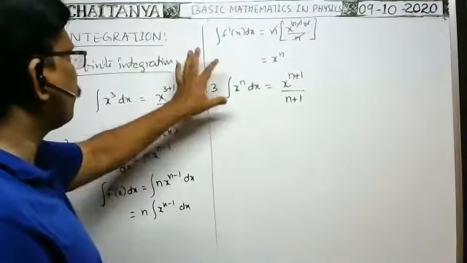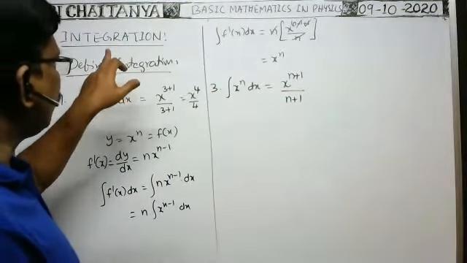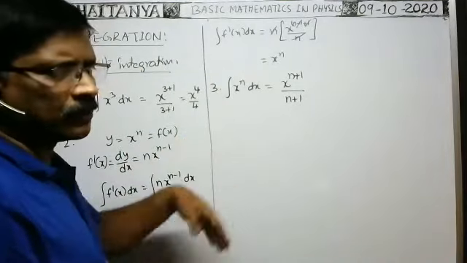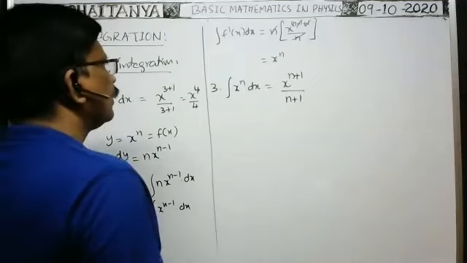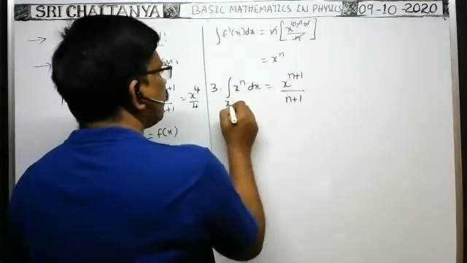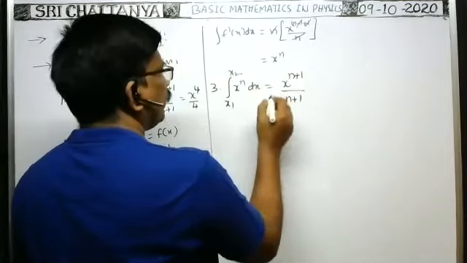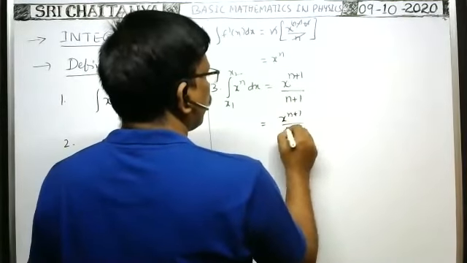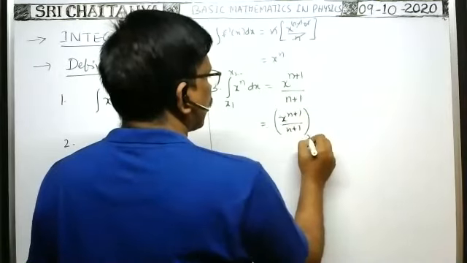Actually, limits are also there because we are discussing definite integration. That's why limits are there. So every time we need not substitute, we need not mention the limits. Suppose limits are there, limits x1 to x2, then this is equal to x to the power n plus 1 by n plus 1, limits x1 to x2.